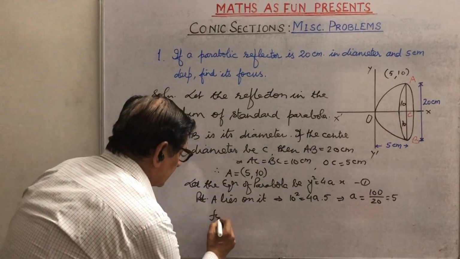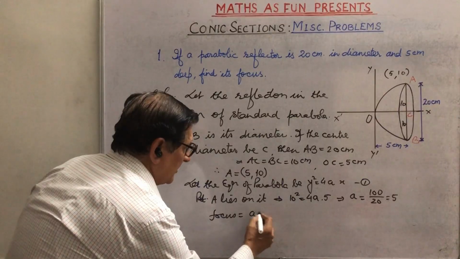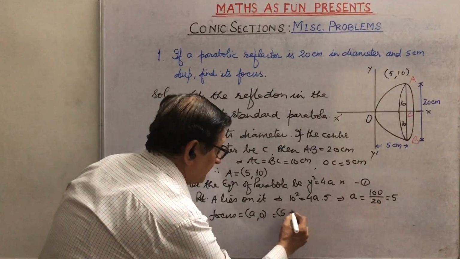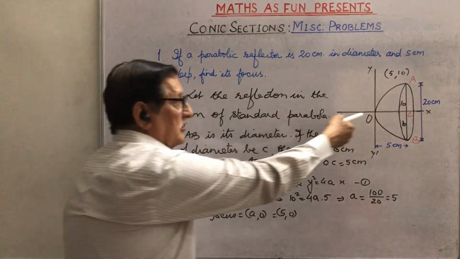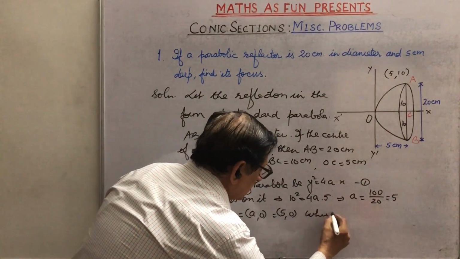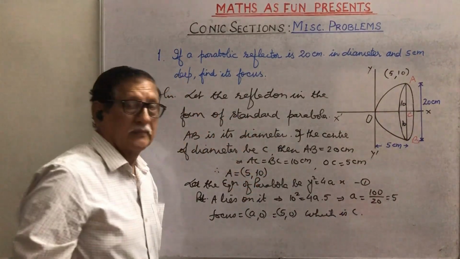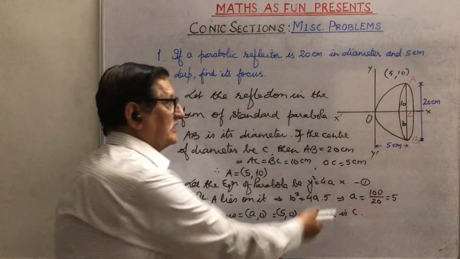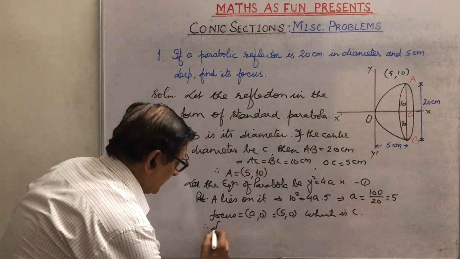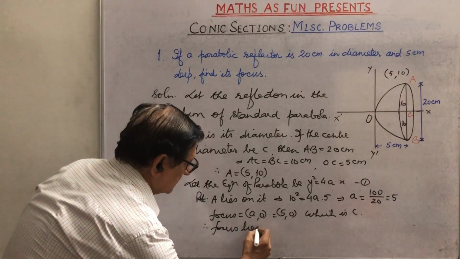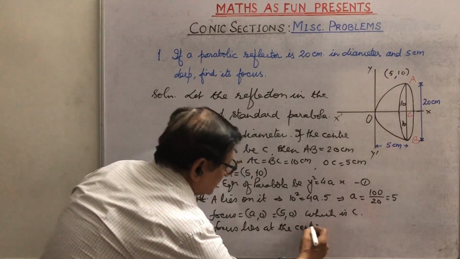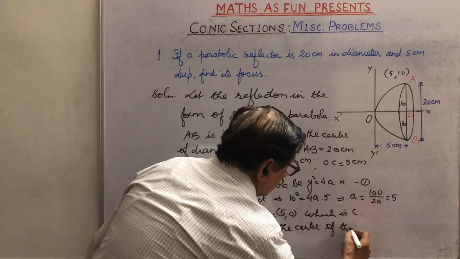And we know that the focus of a parabola is a, 0. Will it be here 5, 0? And 5, 0 we find here, it is C. So what we can say? That the center of the diameter is the focus. Or we can say focus lies at the center of the diameter.